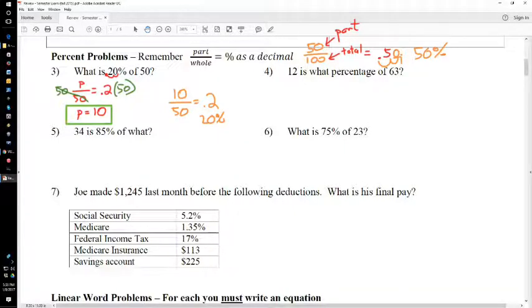Number 4, 12 is what percentage of 63? So 12 is my part, 63 is my whole. We're solving for the percent. So 12 divided by 63. Shove that in your calculator, and you get like 0.19047. 0.19 is enough. But that's not how you write a percentage. Remember, you take the decimal point, you move it twice to the right. So 12 divided by 63 is 19%.